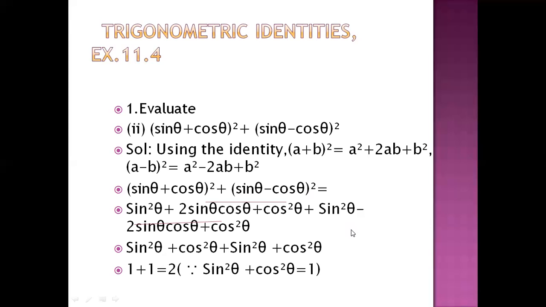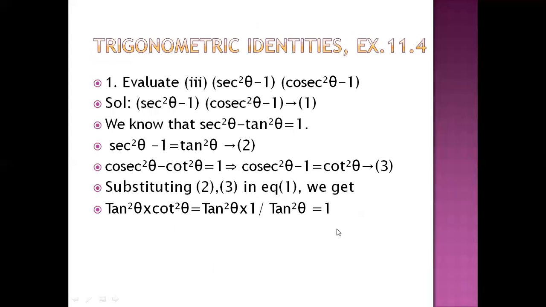Now next sum. Evaluate (secant square theta - 1) into (cosecant square theta - 1). We know that secant square theta minus tan square theta is equal to 1. This is the second identity which is given. From this identity, we get secant square theta minus 1 is equal to tan square theta. This is already given in the video class. So secant square theta minus 1 is equal to tan square theta.